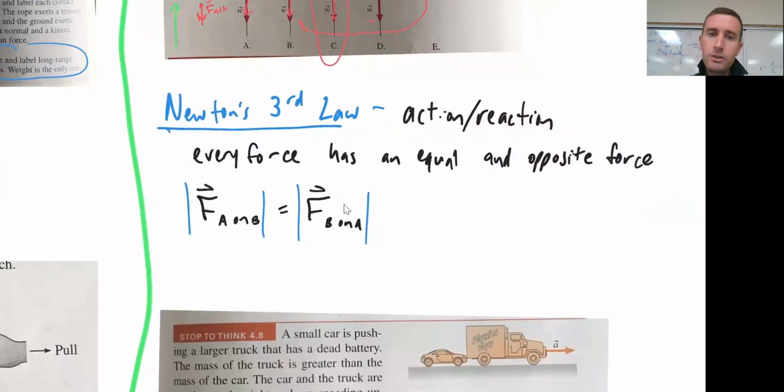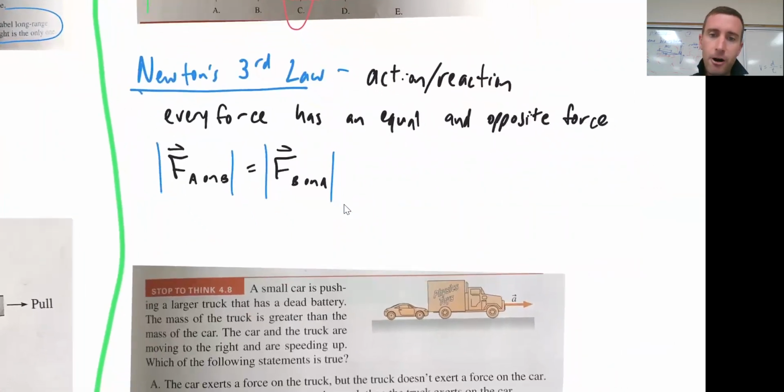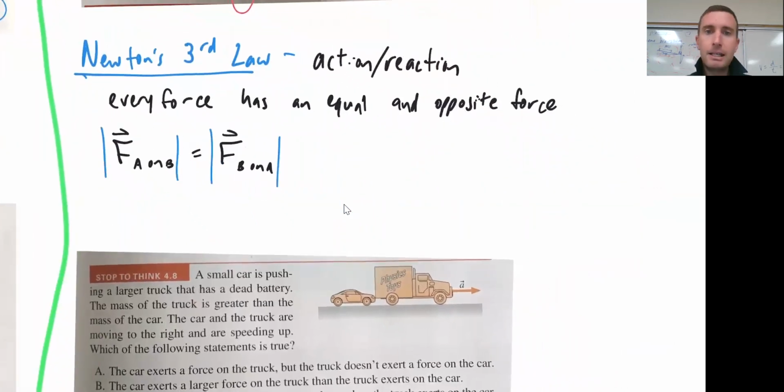All right, Newton's third and final, for our purposes, law is the action-reaction law. The action-reaction law says that every action is going to have an equal but opposite reaction. I prefer to think of this in terms of forces because it's not like every motion has an equal and opposite motion. This is the idea that if you punch the wall, the force of your hand on the wall is equal to the force of the wall on your hand.